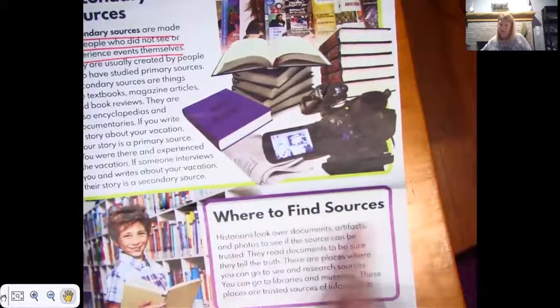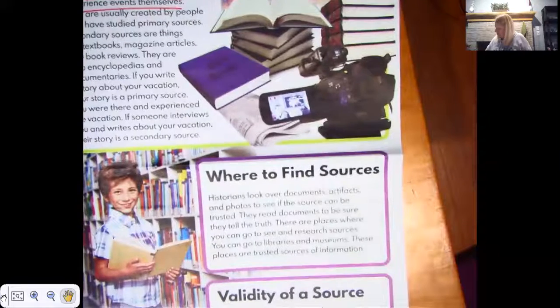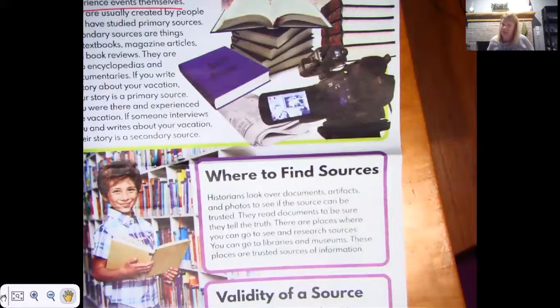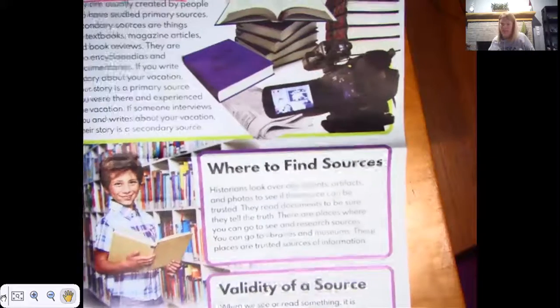And then I want you to read where to find the sources and the validity of a source. Obviously, if you're doing a paper about someone important, like the history of your town, you want to talk to someone who actually knows the information. Like I don't have a lot of history about Freeland. I don't know too much. So someone wouldn't want to ask me, what's the history of Freeland? Because I couldn't really tell you. You're going to want to ask a historian or someone who knows, right? So validity of a source is super important.